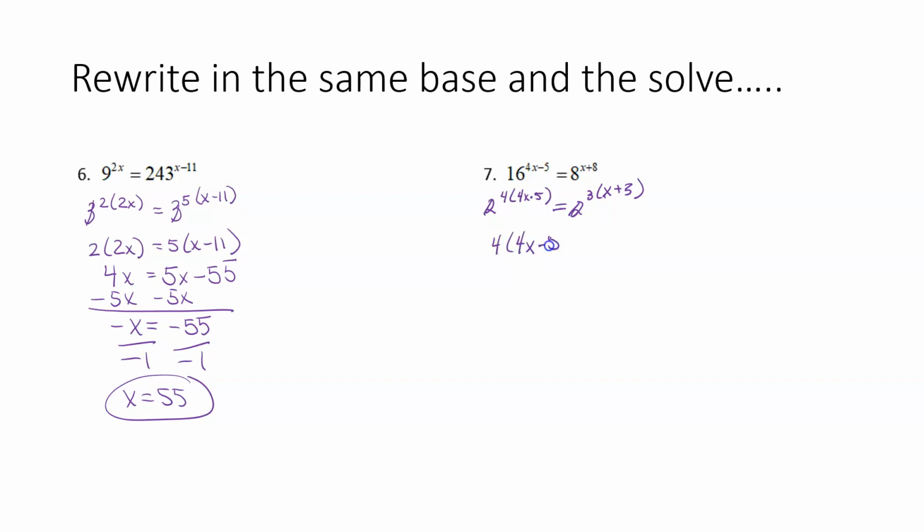This is a minus. So I have 4 times 4x is 16x. 4 times negative 5, negative 20. 3 times x is 3x. 3 times 3 is 9. Okay, so let's bring the x's to one side. So I have 13x minus 20 equals 9.